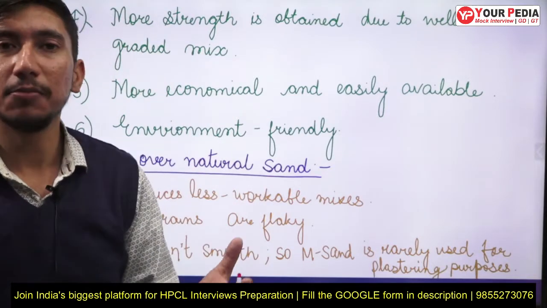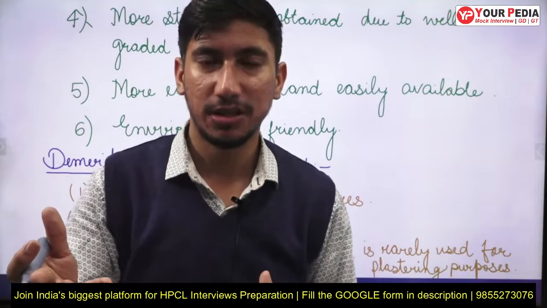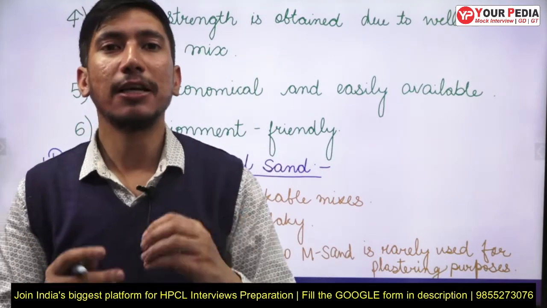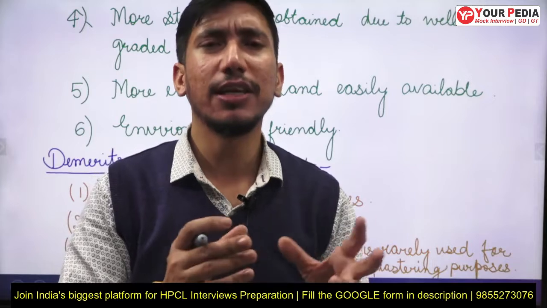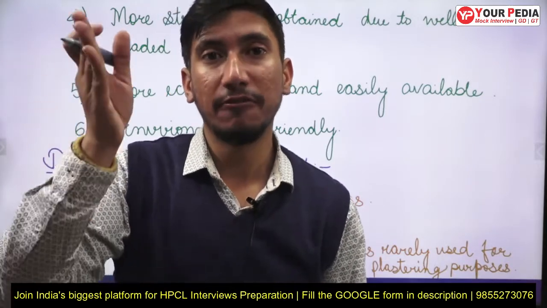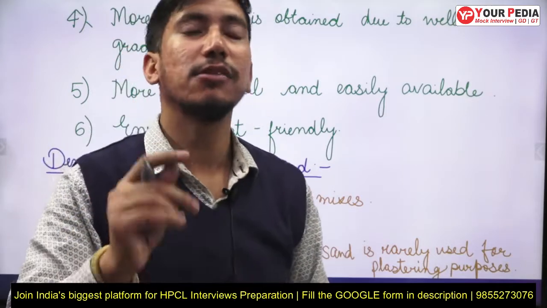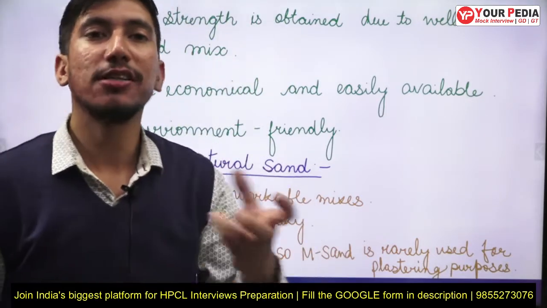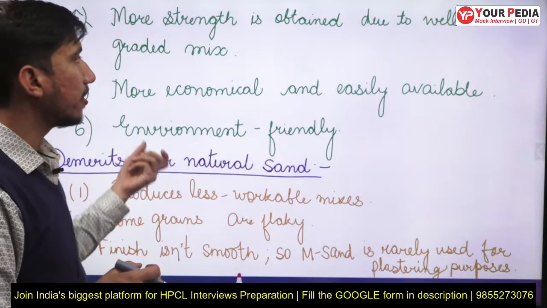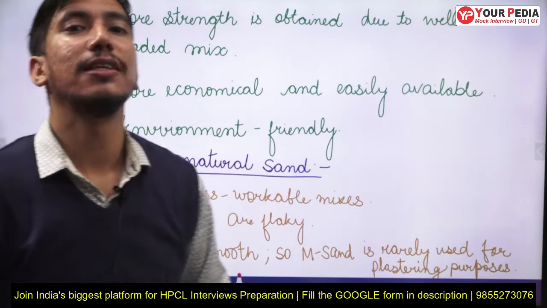For other purposes, M sand can be used, because for concrete there is no issue, as coarse aggregates are also present. Even in the case of bricklaying mortar, there is no issue. But when we are making the finishing mortar that is going to be used for plastering purposes, in that case we want natural sand instead of M sand. So these were some of the advantages and some of the disadvantages of M sand over natural sand.